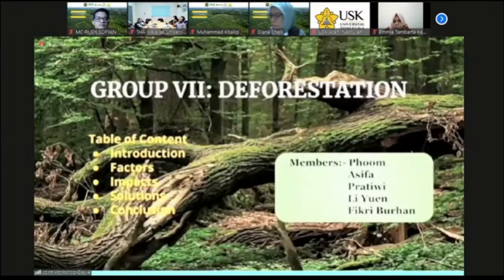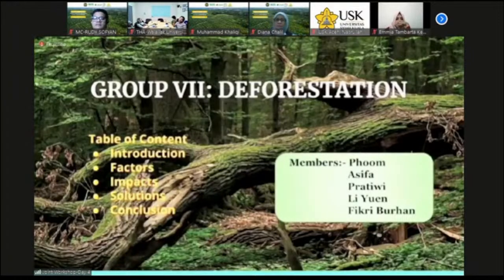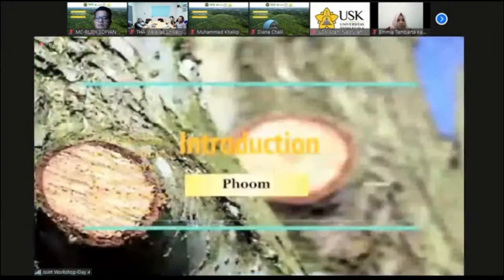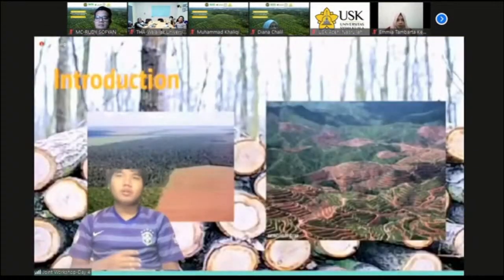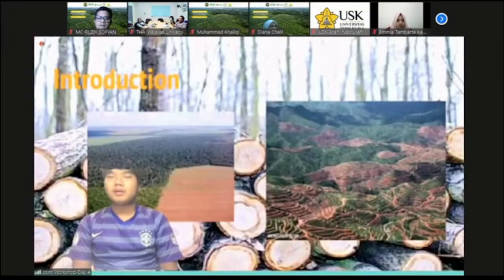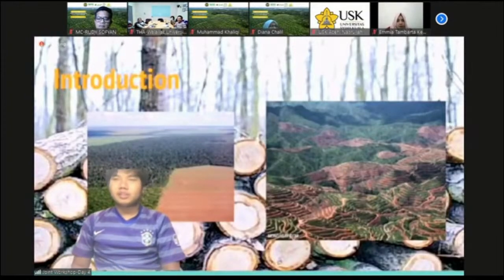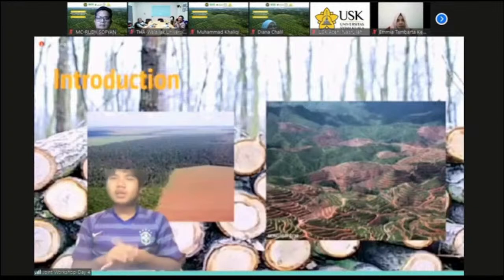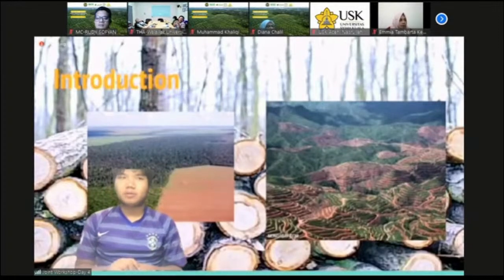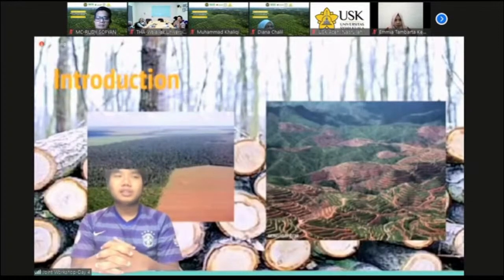Hi everyone. Today we are from Group 7. We'll discuss the topic of deforestation. This is the content that will be discussed in our slideshow today. Before we talk about deforestation and palm oil, we're going to talk about deforestation as a whole. Deforestation is the purposeful clearing of forested land.